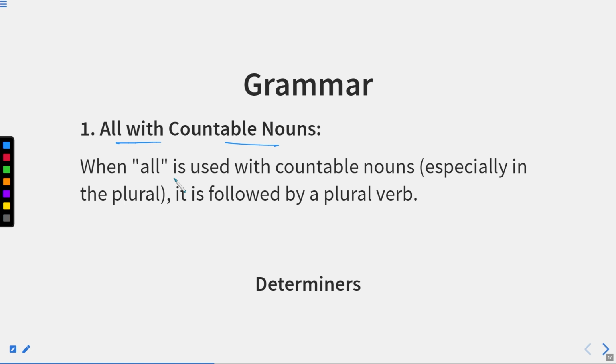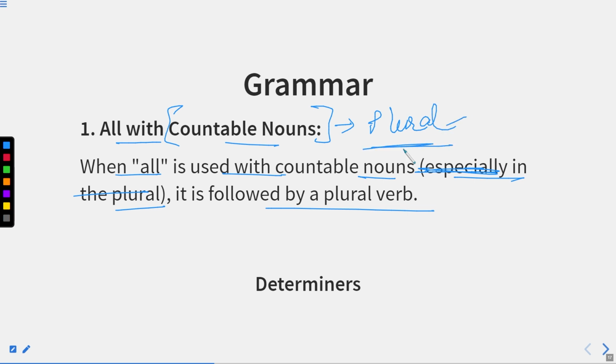All with countable nouns. When all is used with countable nouns, especially in the plural, it is followed by a plural verb. Now we cannot say especially in the plural, because obviously if all is followed by countable nouns, they must be plural. They should be plural only. They cannot be in singular form.